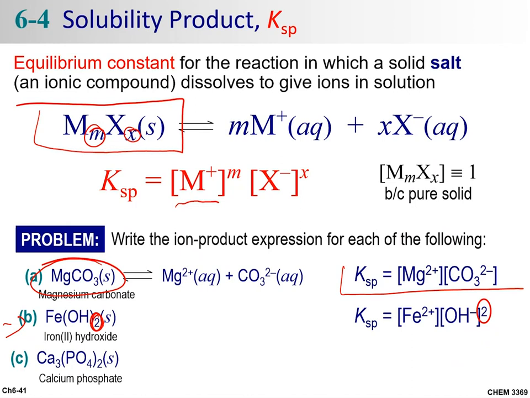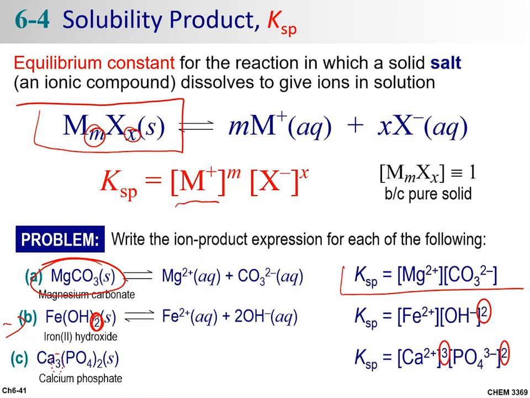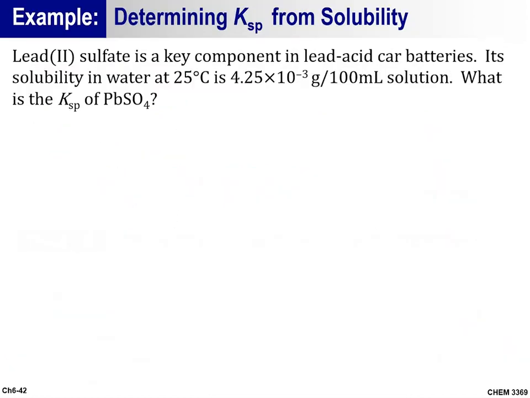Okay, and the last one is calcium phosphate. So the solubility product is the concentration of calcium 2 plus to the power of 3, and the phosphate concentration squared. Okay, because of the coefficients in the formula. So that is something we should be able to write down very quickly without really writing down the whole reactions.